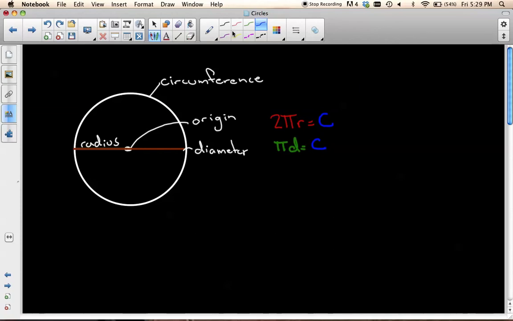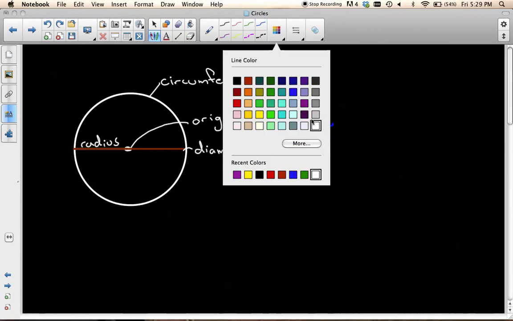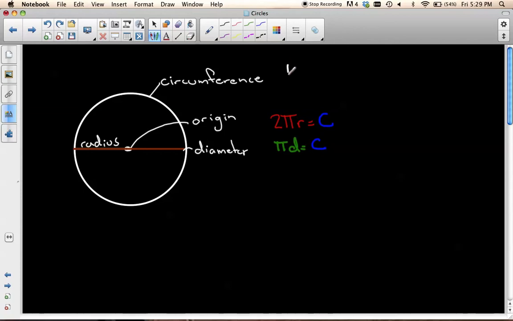Now, we already talked about this in class, but pi is equal to 3.14, and we also know that pi comes from the relationship that exists between the diameter and the circumference. So we talked about that in class. Now, what we're going to do is try and solve some problems that have either the radius or the diameter.